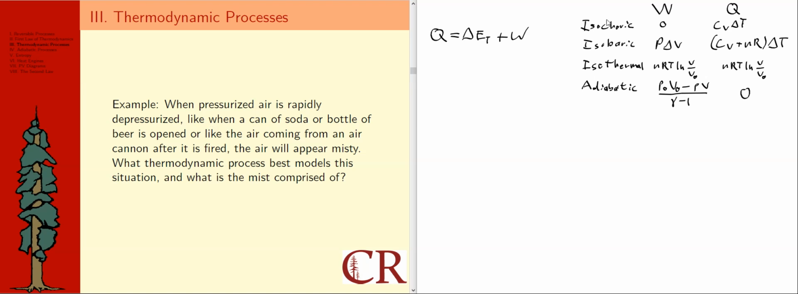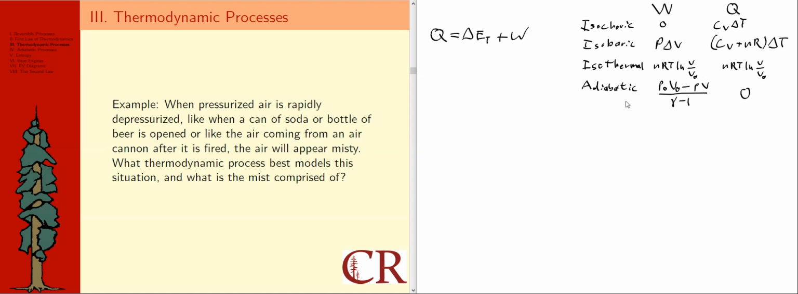If we look at the four identified thermodynamic processes, I don't think isochoric makes sense because that's constant volume and the gas is definitely expanding. Isobaric likewise does not make sense because the problem literally says pressurized air that is rapidly depressurized, so clearly pressure is not constant. Isothermal might sound like a good candidate, but I think I'm going to have trouble explaining that mist based on isothermal.